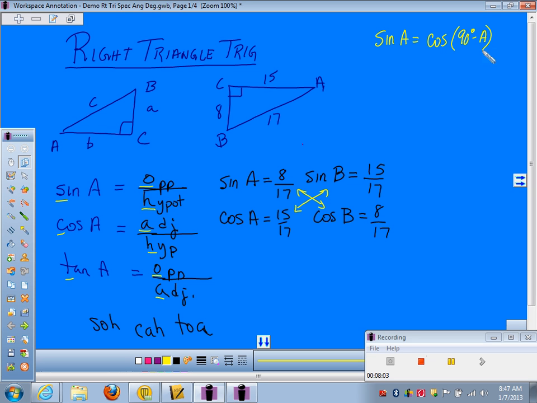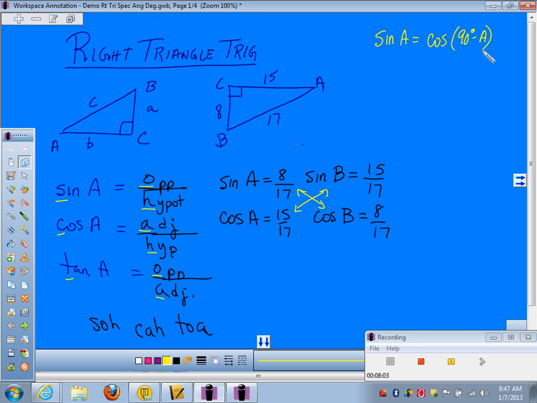Now, here's the really cool part. Ever wonder why they named them sine and cosine? Cosine is short for complementary sine. This is sine and complementary sine. So therefore, you have tangent and cotangent would be complementary tangent. And secant and complementary secant.